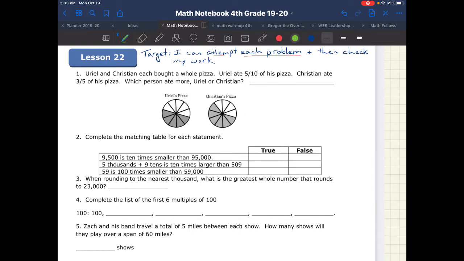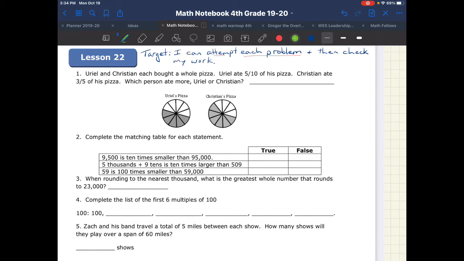So number one, Uriel and Christian each bought a whole pizza. Uriel ate 5/10 of his pizza. Christian ate 3/5 of his pizza. Which person ate more, Uriel or Christian? And the drawing, you don't really know. Is the shaded part what they ate, or is the shaded part what's left? So we can't just look at the picture and know for sure.